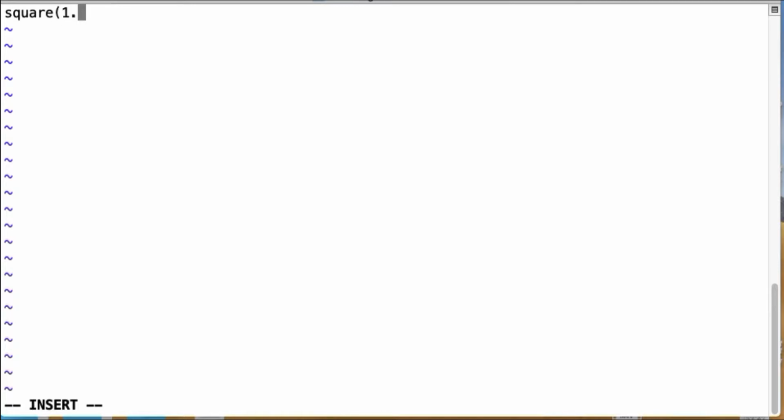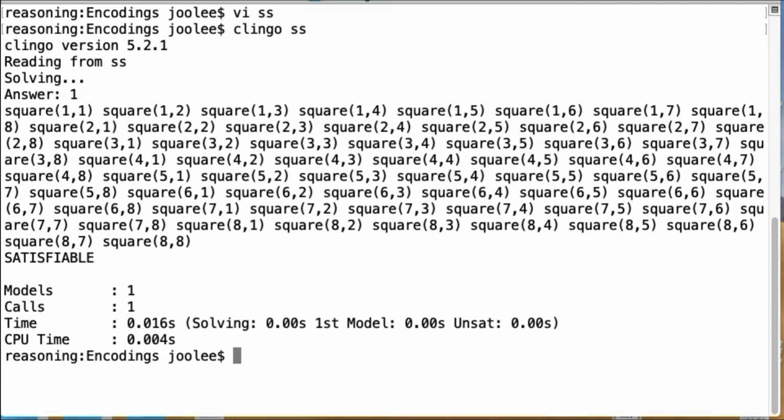So I'm typing this. As you know, you can just type clingo and the file name, and it generates this. As you see, it goes from (1,1), (1,2), (1,3), up to (8,8). So it's all possible combinations of those 8 times 8 possibilities. When you want to express some grid, this is actually handy, right? If you want an 8 by 8 chessboard, you can just write one line to generate all places in the chessboard. Okay, good.